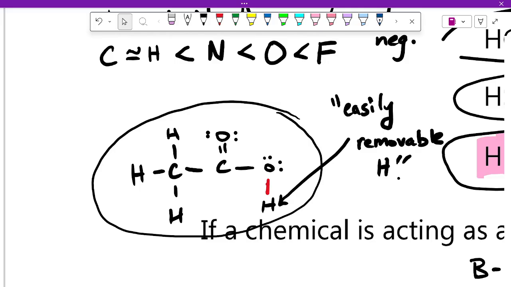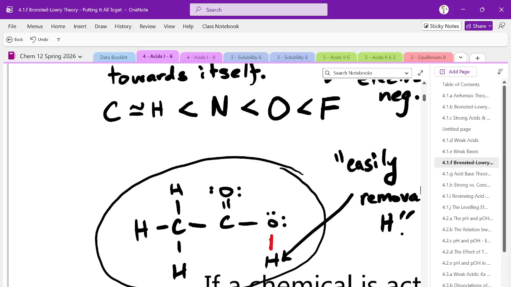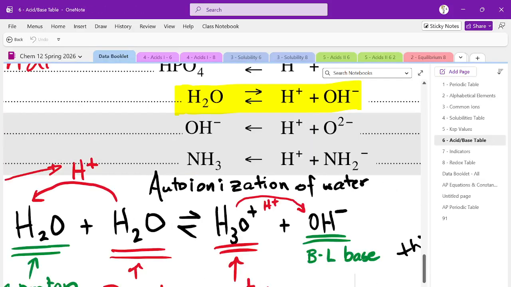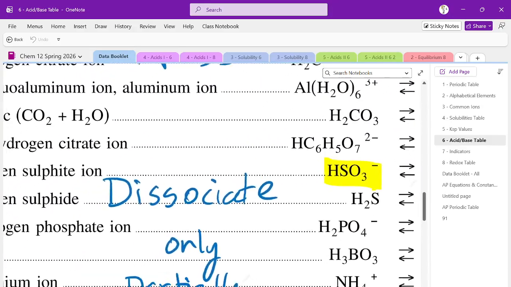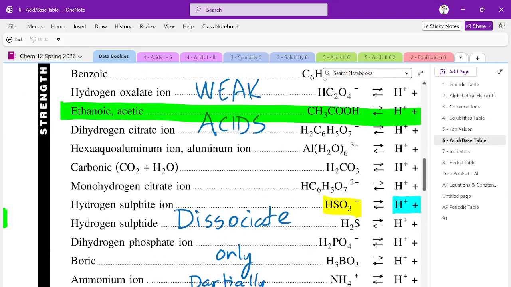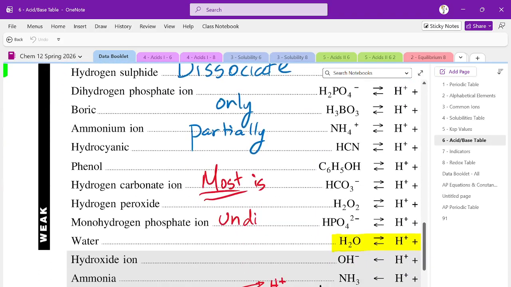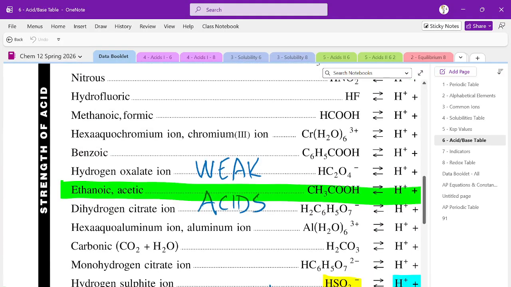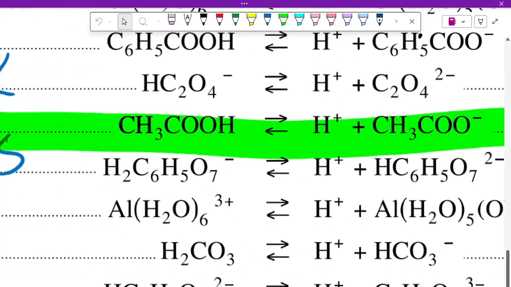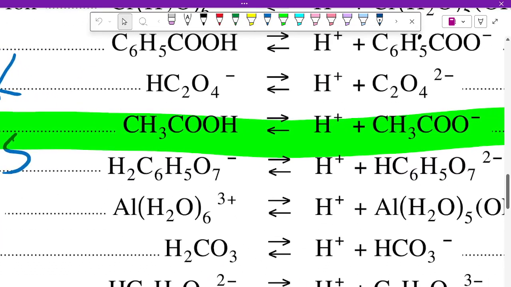Or you can just memorize it. Or you don't even have to memorize it. You can look on your data booklet and ask, which one comes off? And you can say, where is my acetic acid, my ethanoic acid? Oh, there it is in green. And you can say, which hydrogen comes off? It's the one that's attached to the oxygen. That's the one that comes off. So you don't actually have to memorize it. You don't actually have to even understand it. But is it kind of nice to have that background in your pocket? Probably.